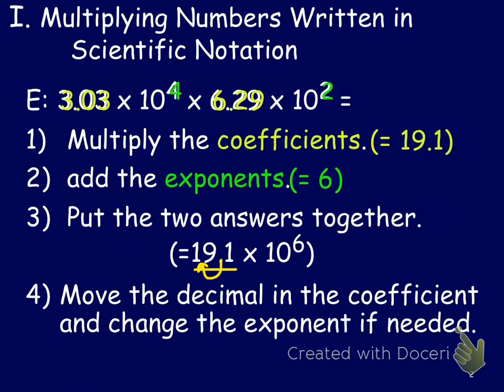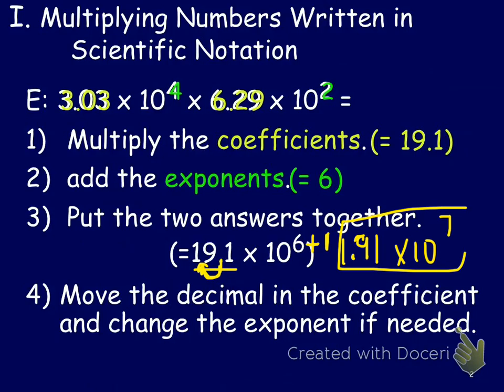So we would have 1.91 times 10 to the. It's not 10 to the 6 anymore, though, because we just moved the decimal one time. So we're going to add a positive 1, because the original number, 19.1, is larger than 1. So we add a positive 1, so it's 6 plus 1. The new exponent is 7. So our new answer is 1.91 times 10 to the 7.